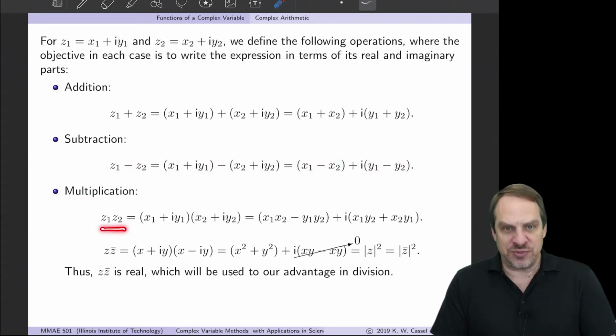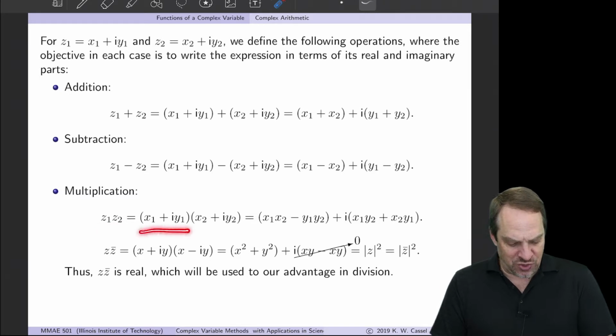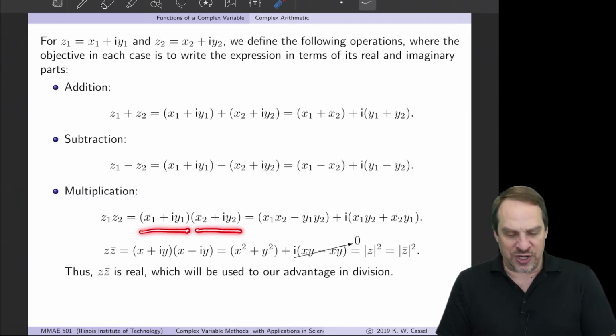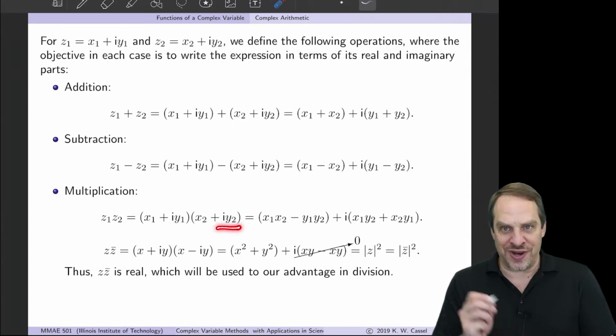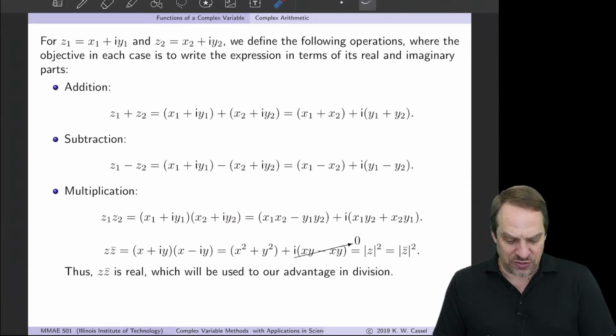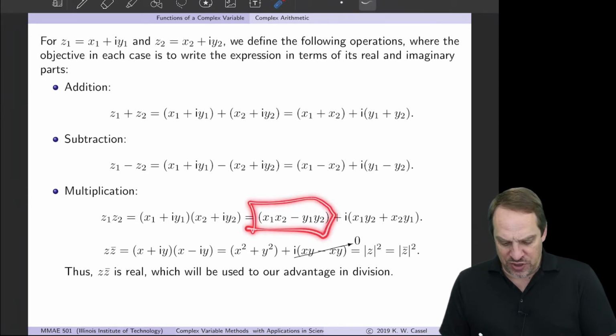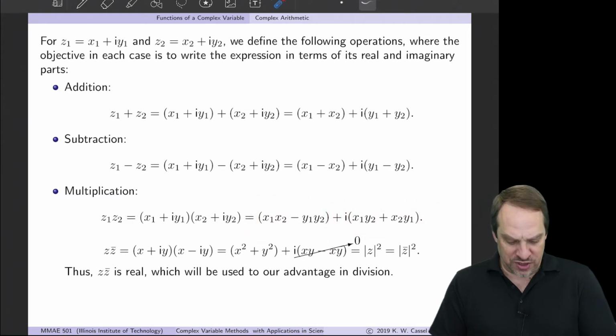Multiplication, so z1 times z2. Well, that's x1 plus iy1, quantity times quantity x2 plus iy2. And then you just multiply it like you would a normal set of factors. So you have x1 times x2, that's real. You have x1 times iy2, which of course is imaginary. You have iy1 times x2, that's also imaginary. And then you have iy1 times iy2. i times i is minus 1, so that's real. It's minus y1 y2. So there's the real part, and there's the imaginary part of the product.